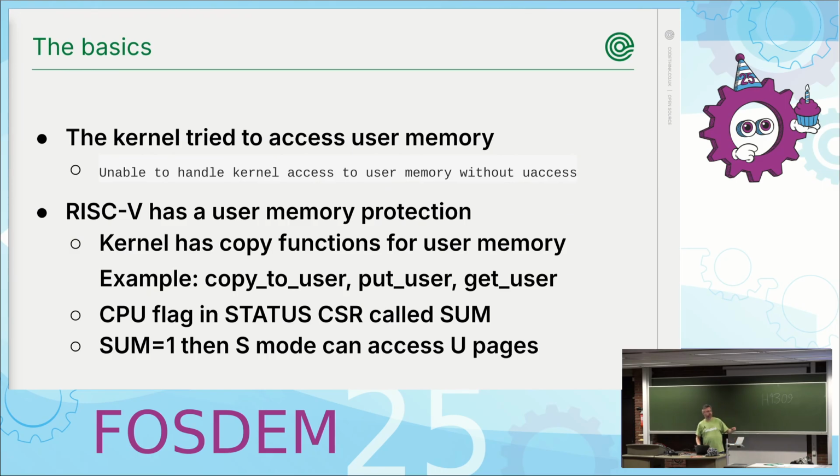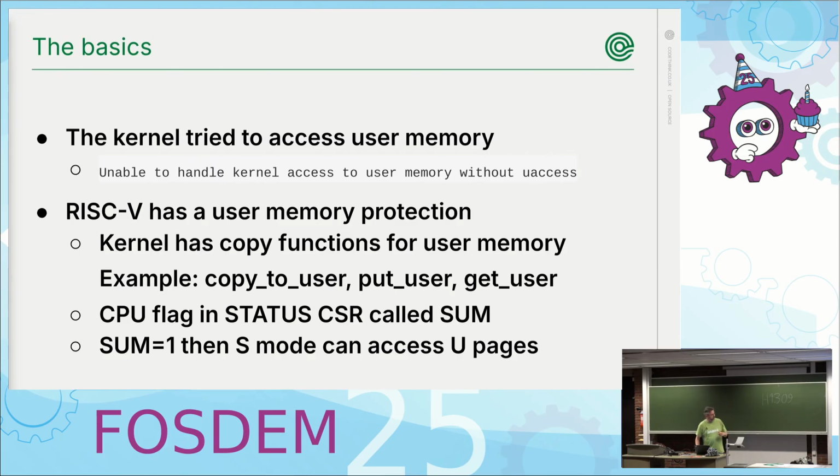So RISC-V, like some other architectures, has protection for that. The kernel has specific copying functions to access user memory, and there are checks to verify that they're properly used. For example, the kernel has copy_to_user, put_user, get_user. Those are where the kernel should be getting its memory. So one thing we could think about for this bug is that somebody used a bad pointer somewhere.